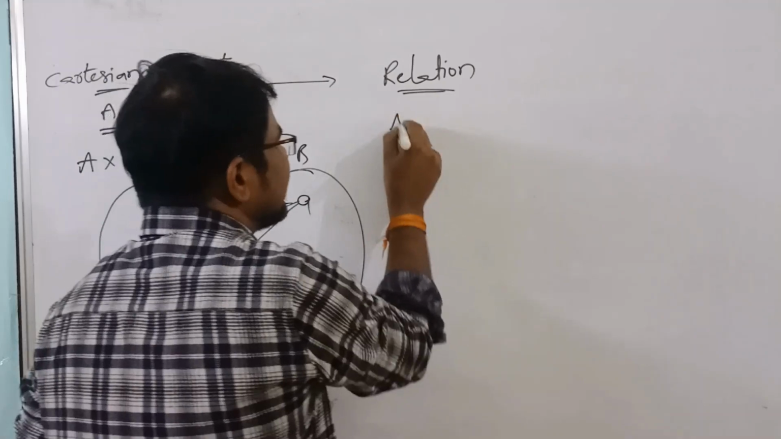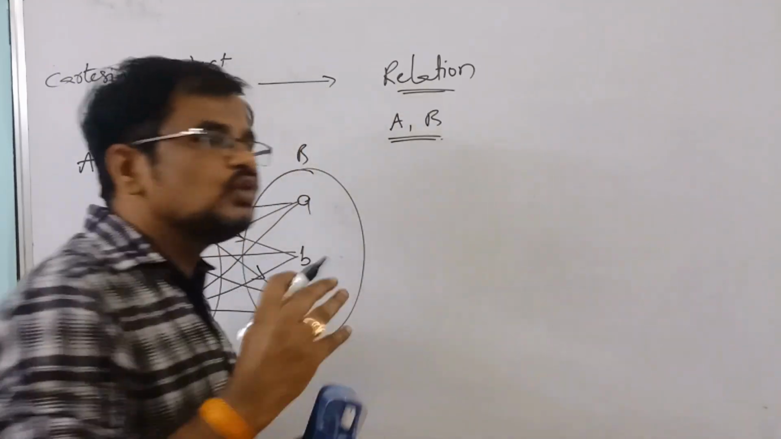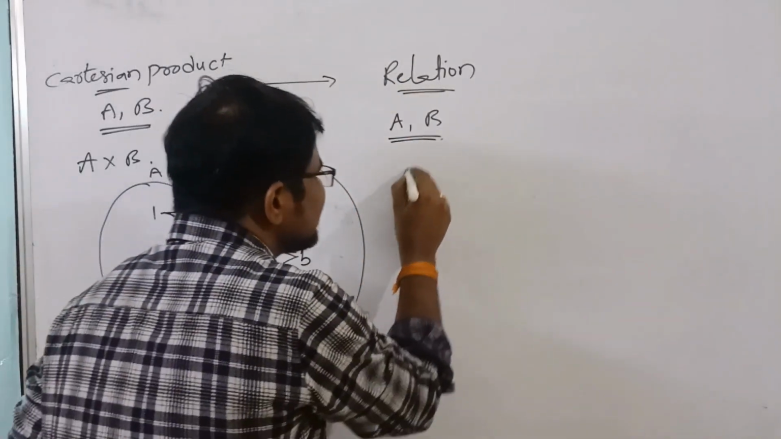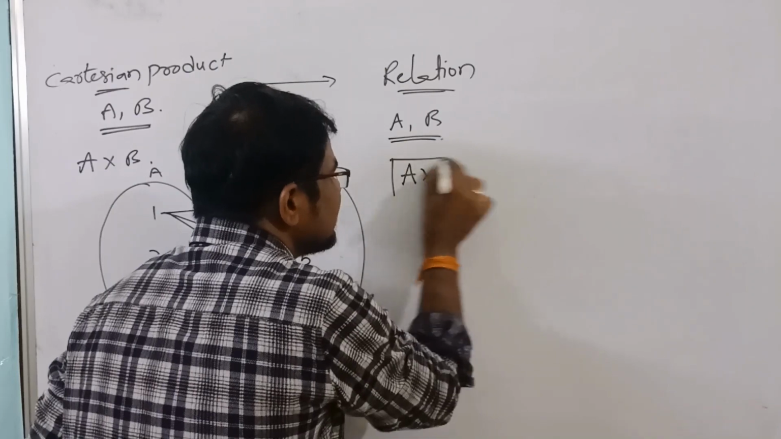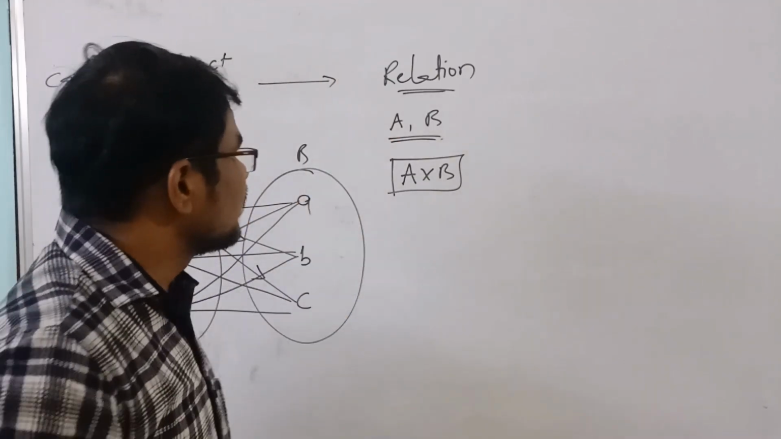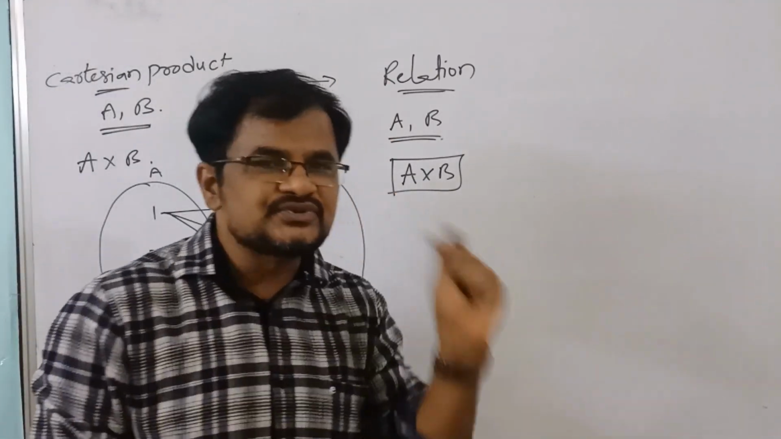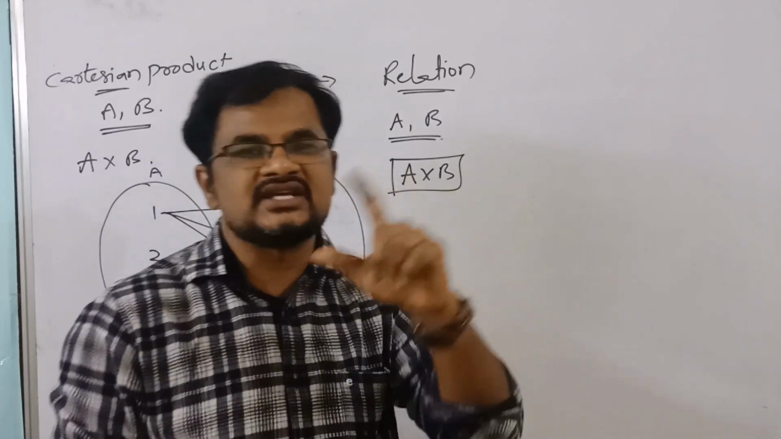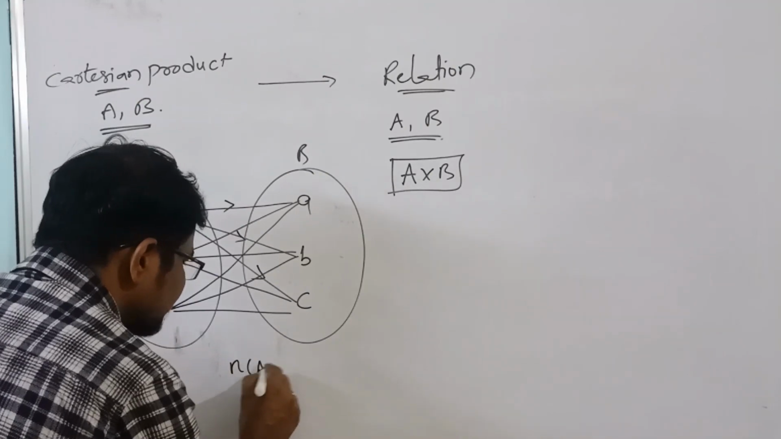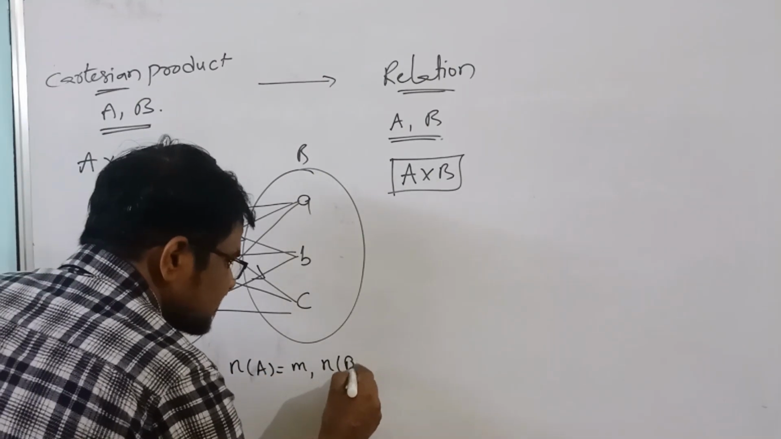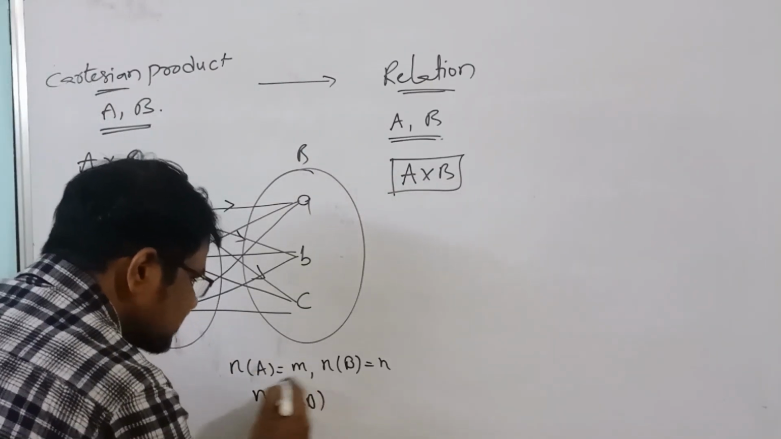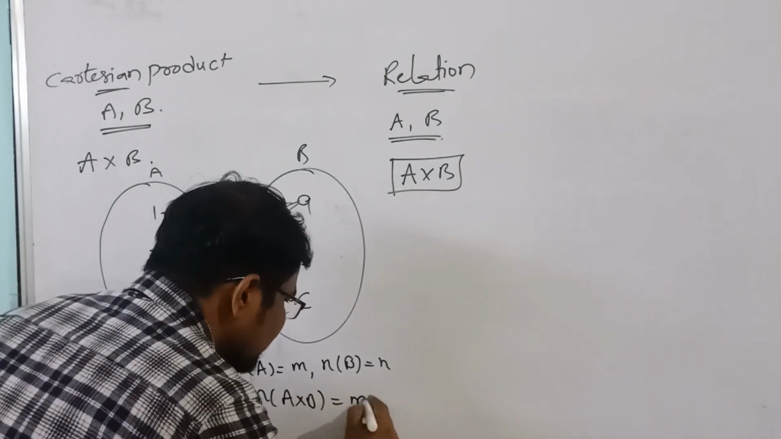What is the definition of relation and how to define a relation? Here also, suppose A, B are two non-empty sets. So, listen carefully, every subset of A cross B defines a relation from A to B. Suppose the number of elements in A is m and the number of elements in B is n. So the number of elements in A cross B, because A cross B is also one of the sets, is equal to m into n.